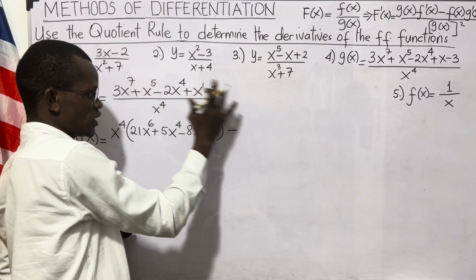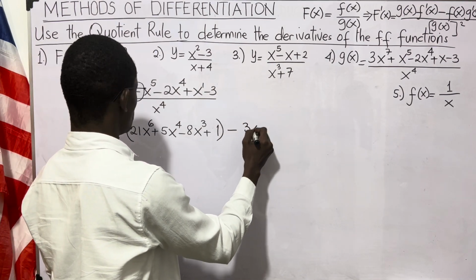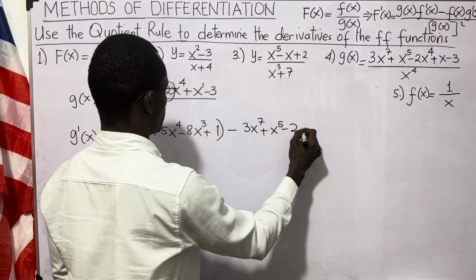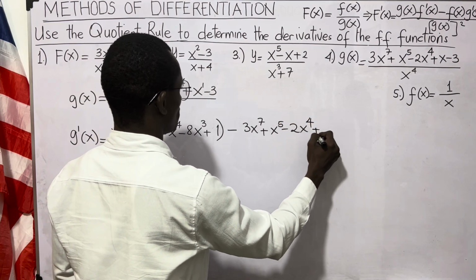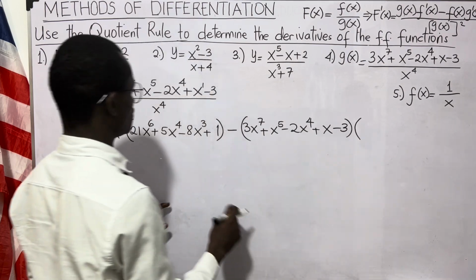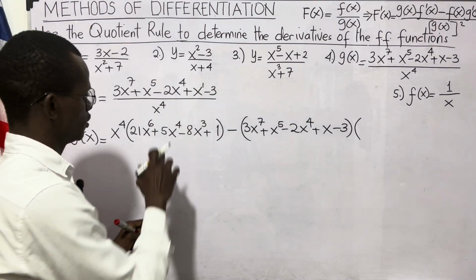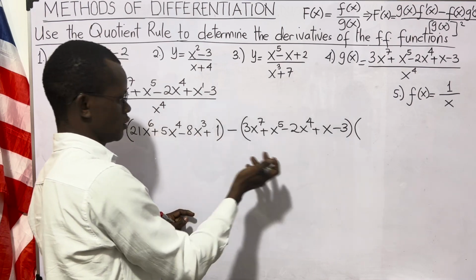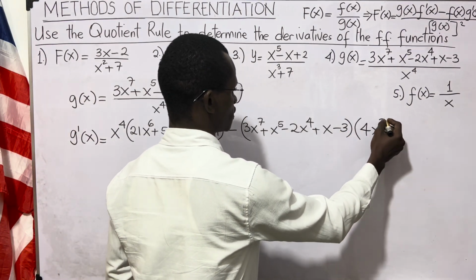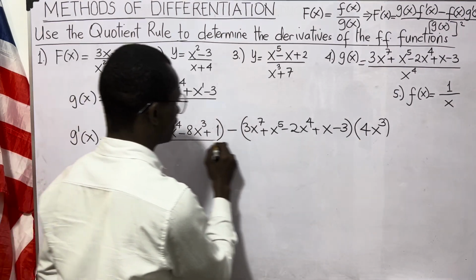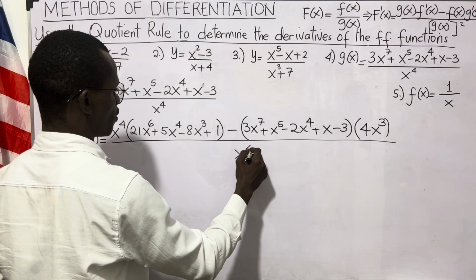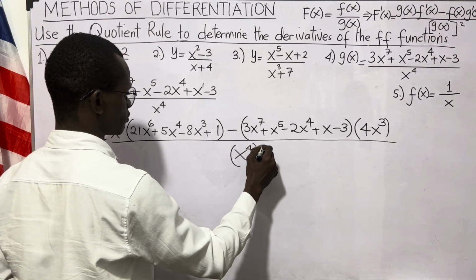Now let's rewrite the numerator. So it's 3x to the 7th plus x to the 5th minus 2x to the 4th plus x minus 3. Then we differentiate the denominator. So it's x to the 4th power. We bring the power down, which is 4, and we subtract 1 from the power, it gives us 3. All divided by this denominator, which is x to the 4th power, we must square it.